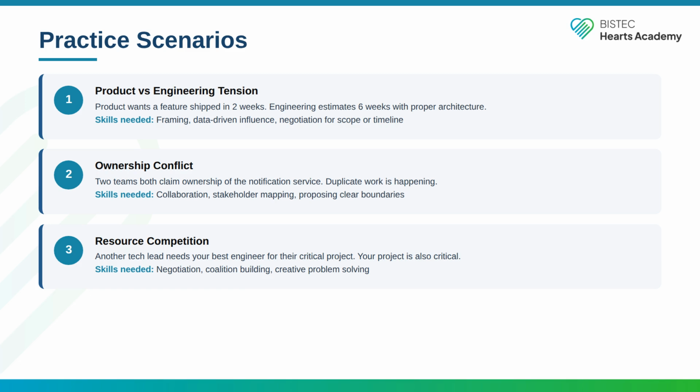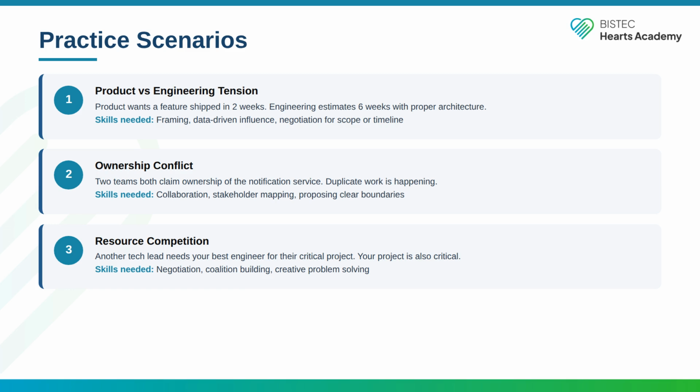The skills you need here are framing, data-driven influence, and negotiation. Frame the conversation around risk, not just time. Show the data on what shortcuts cost in the long run. Negotiate for scope reduction rather than timeline compression or quality cuts.